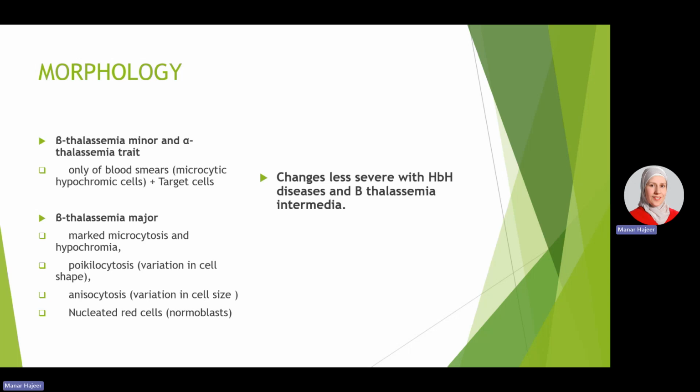Also, we have normoblasts that appear in the peripheral blood, nucleated red blood cells due to the increased erythropoiesis. So, red blood cells with a nucleus will start to appear in the peripheral blood. As you know, the erythroblasts have a nucleus, but upon maturation to a mature red blood cell, they lose the nucleus. So we are left with red blood cells that are normally enucleated. The changes are less severe in patients with hemoglobin H disease and in patients with beta thalassemia intermedia.